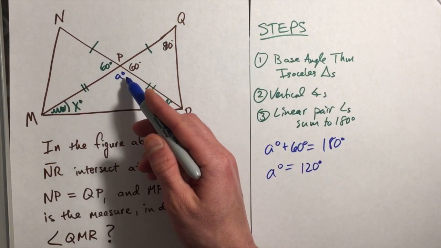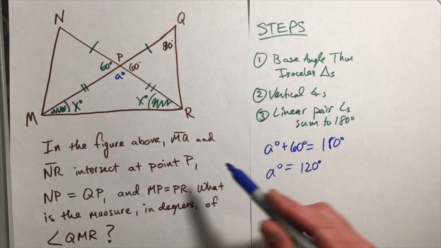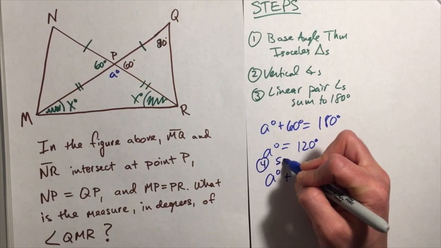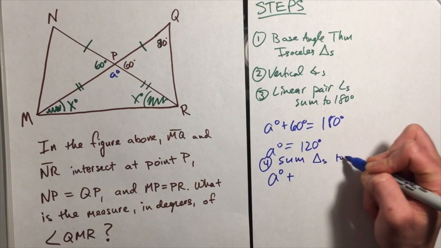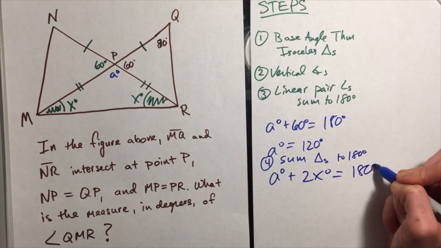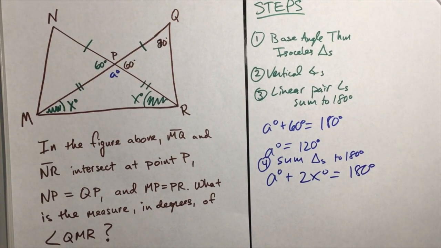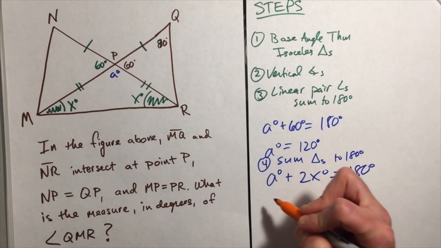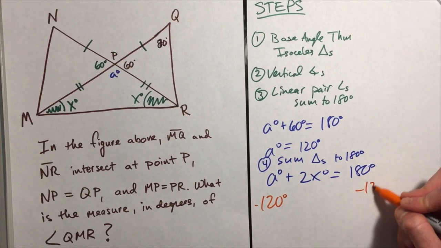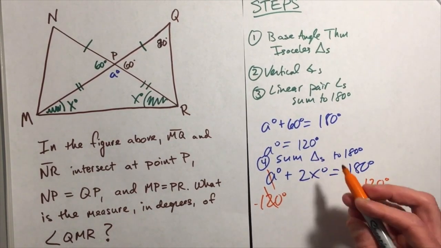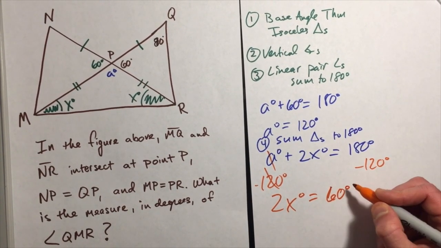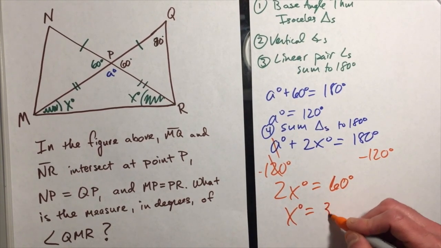And so now we can write our next equation. We know that A plus the 2x's also has to add up to 180 degrees because triangles sum that way. So that's step 4: triangles sum to 180 degrees. A plus 2x equals 180 degrees. We know that A is 120 degrees, so let's subtract that from both sides. That'll cancel out A, and so we know that 2x equals 60 degrees. And therefore we can find that the value of x is 30 degrees.